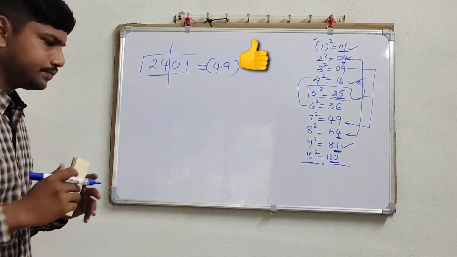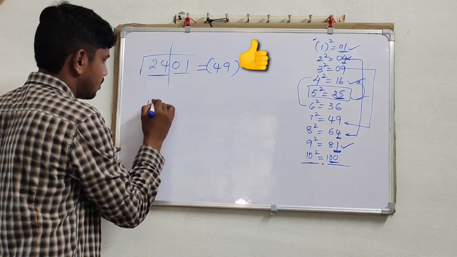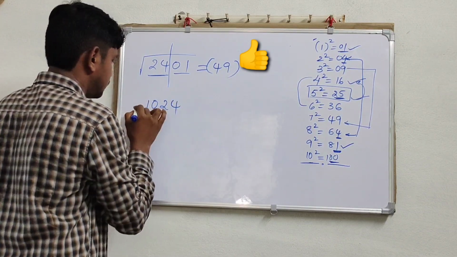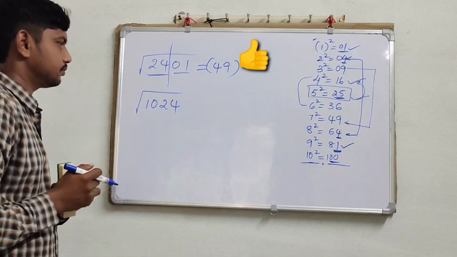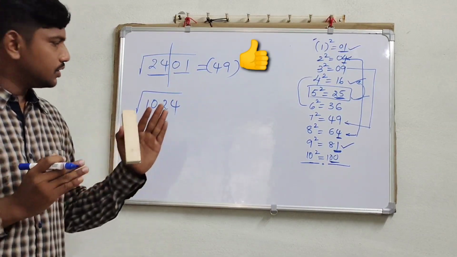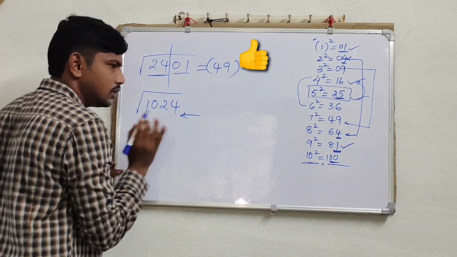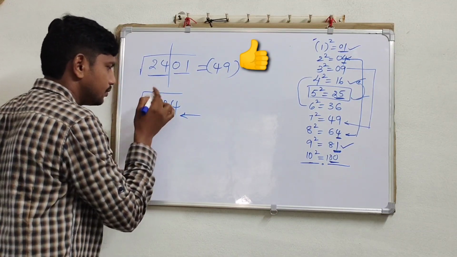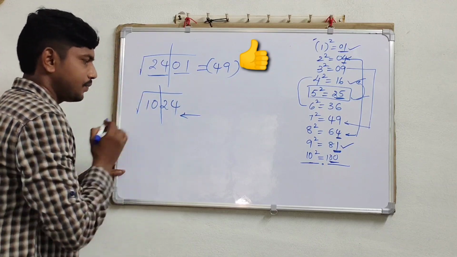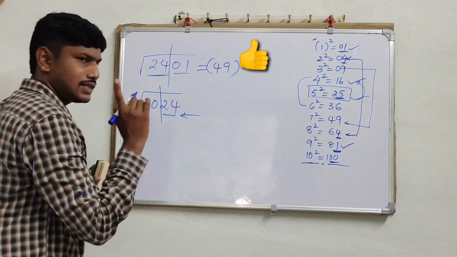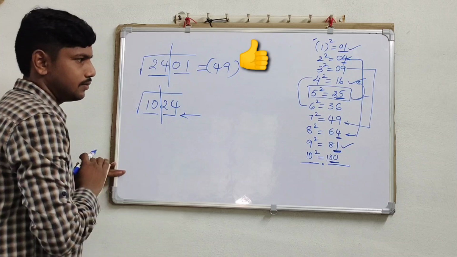One more example. 1024. How to find the square root? What is our topic? We should split into two parts. Remember, from the right side, count 2 digits, 1 and 2. Here I will divide. These two digits I take as one part and these two as another part.